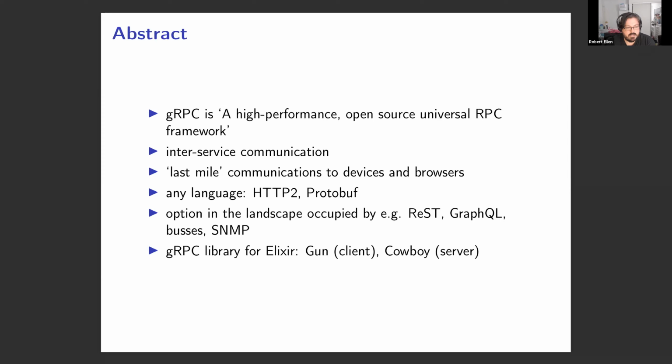And gRPC is used in the landscape that is occupied by REST APIs or GraphQL, message buses like maybe Kafka, et cetera, although not necessarily replacing any of them. And also in certain niche cases, for instance, like SNMP, and I'll talk about that particular case in a little bit too.